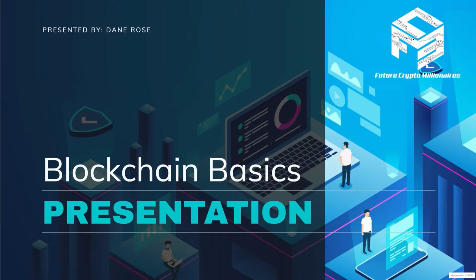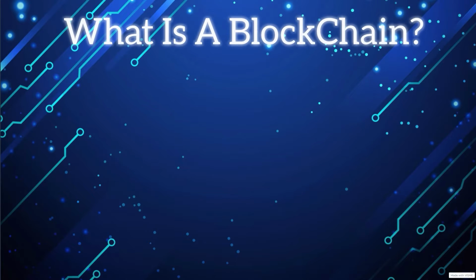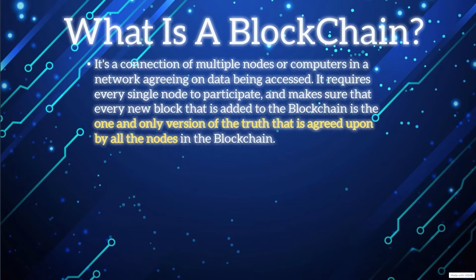So, what is the blockchain? It's a connection of multiple nodes or computers in a network agreeing on data being accessed. It requires every single node to participate and make sure that every new block that is added to the blockchain is the one and only version of the truth that is agreed upon by all the nodes in the blockchain. Now, don't worry here. I'm going to give you a visual example in a moment. This will become more clear as we go on.